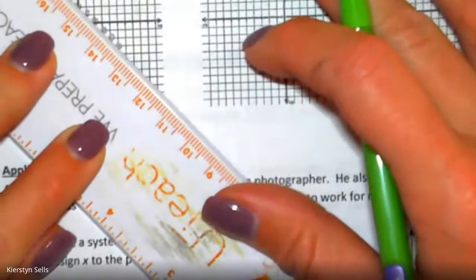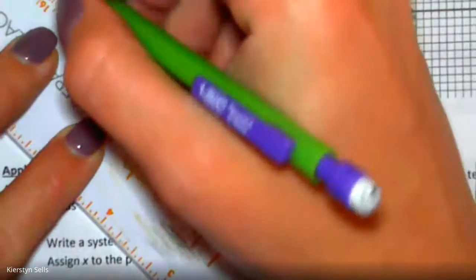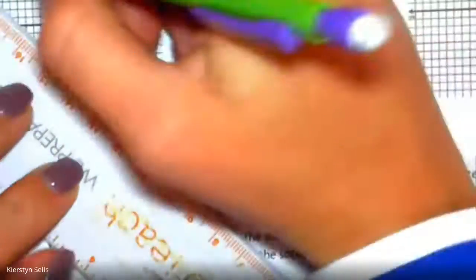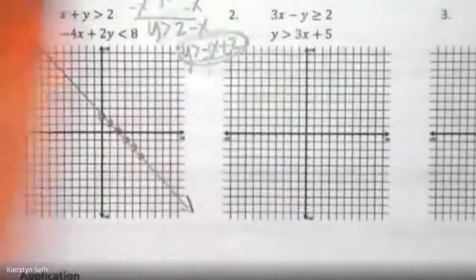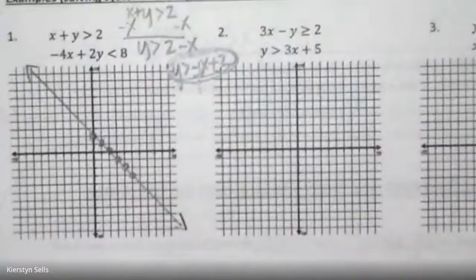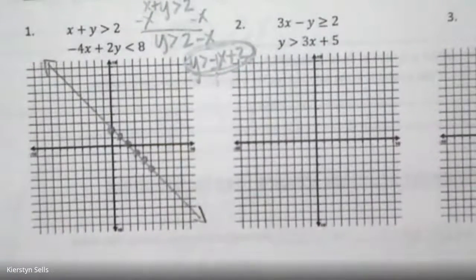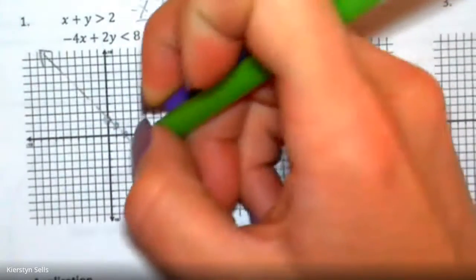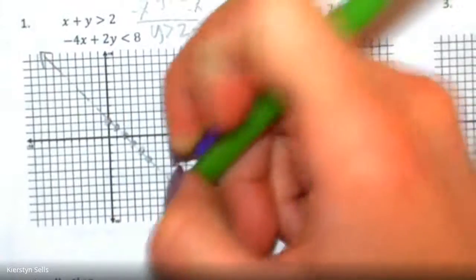Make sure, don't be lazy, connect your line all the way to the edge of the graph so that you don't shade in the wrong area. I would hate for you to get it wrong because you just didn't draw your line all the way out. Oh, good call. It is a dashed line, so I should probably erase some of this. That's all I'm doing. I didn't have to redraw it.